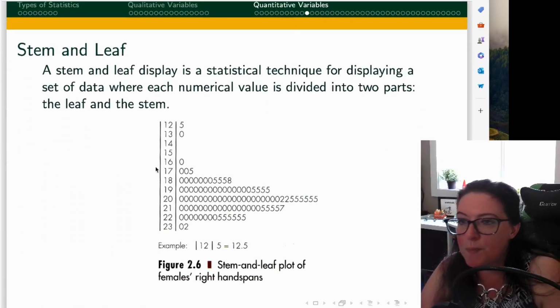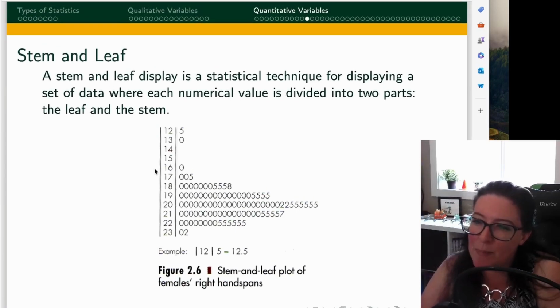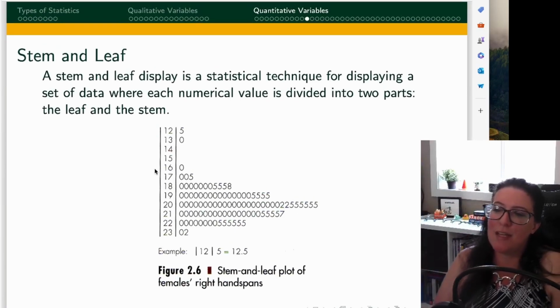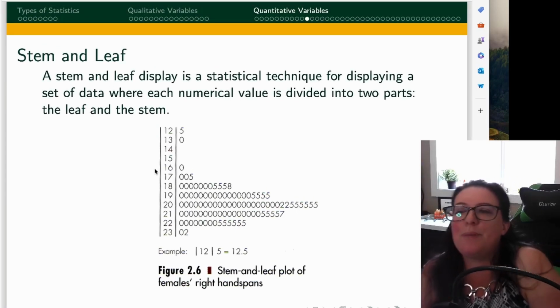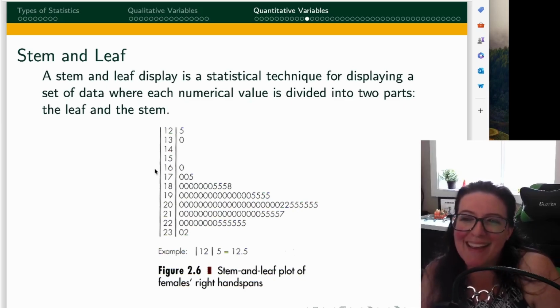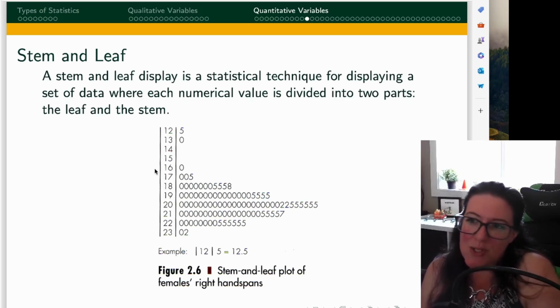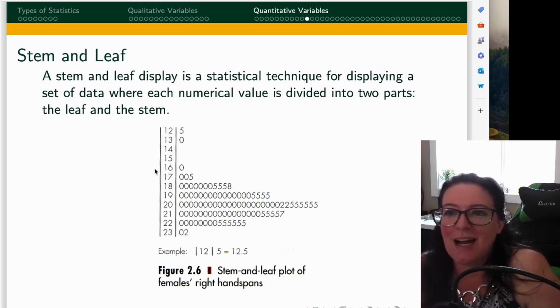There are other types of visualizations. The stem and leaf, we tend to teach this in intro stats, but there's no good software to make it. It's kind of hard to read. No one really uses it. So I'll just briefly mention that it exists.